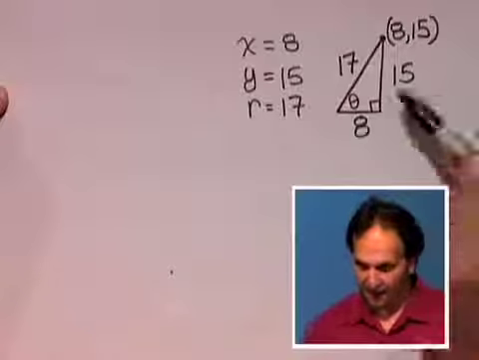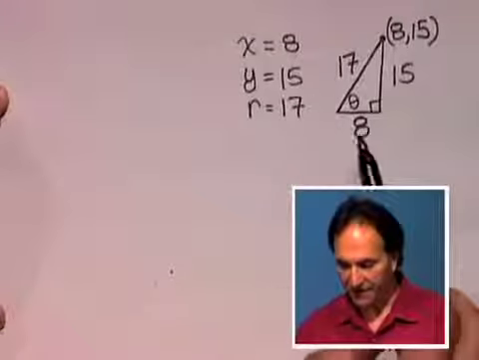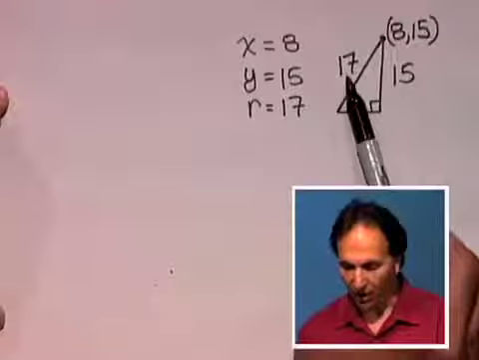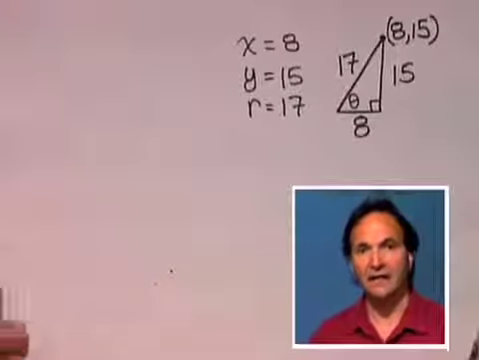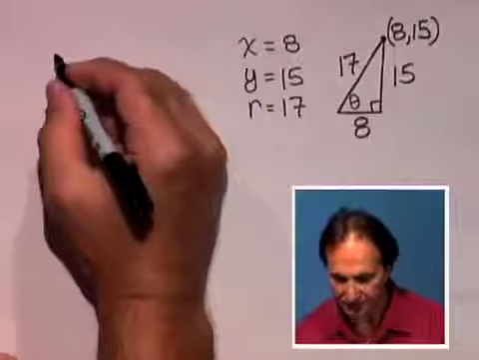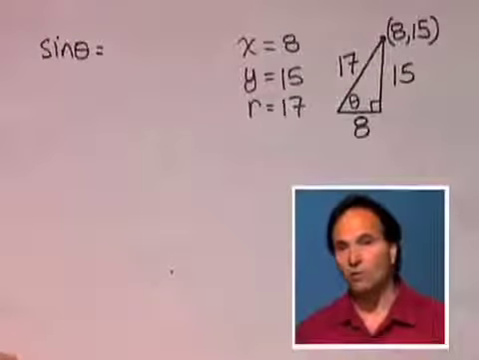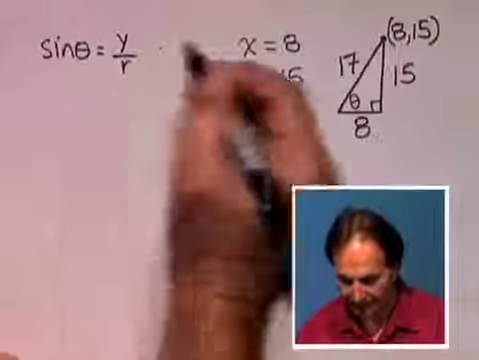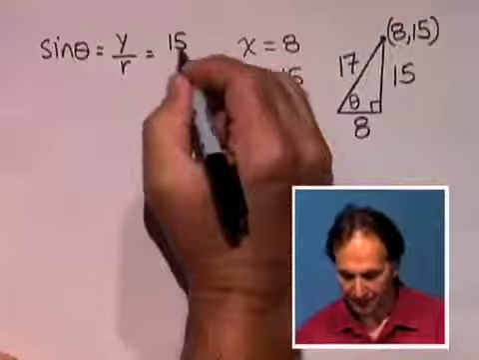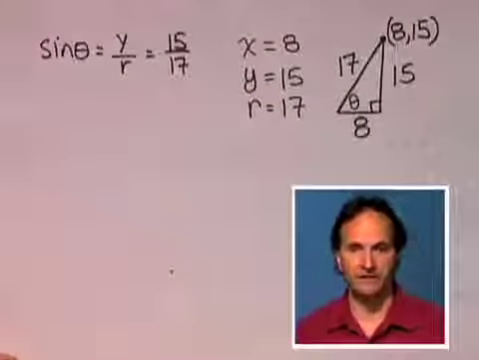I have my angle theta. Then I have my point 8, 15 showing that x is equal to 8, y is equal to 15, and r is equal to 17. And now I can set up my ratios for the 6 trigonometric functions, starting with sine theta. Sine theta is, of course, y divided by r. So when we look here, we have 15 divided by 17. So sine theta is 15/17.